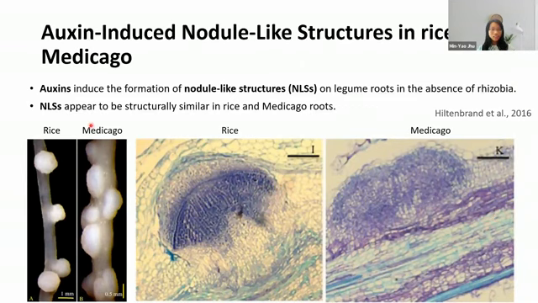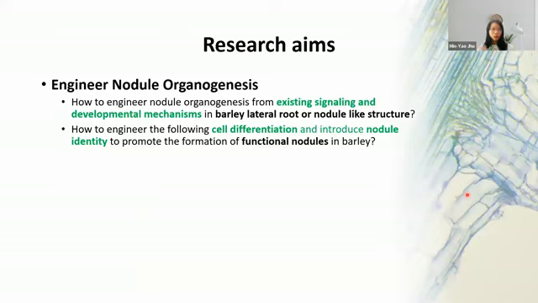You can see in this report that by externally applying auxin, they can induce the formation of nodule-like structures without adding rhizobia. Here you can see the bump-like structures in rice and also Medicago. They also did anatomical analysis, and you can see their structures are very similar. Starting from this knowledge, what we are trying to do is to engineer nodule organogenesis in barley. Here we have two questions to ask. The first one is, how do we engineer nodule organogenesis from the current existing signal or developmental mechanism that already exists in barley lateral roots and nodule-like structures?